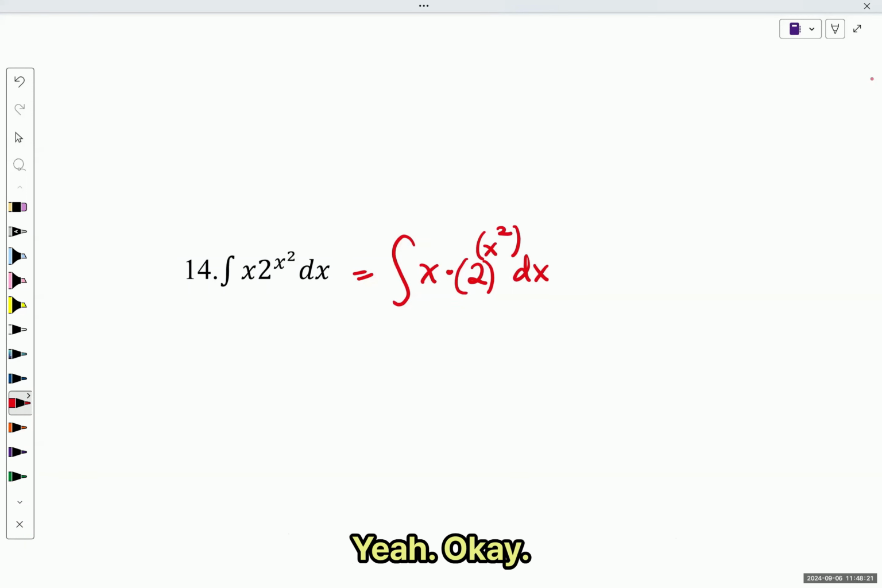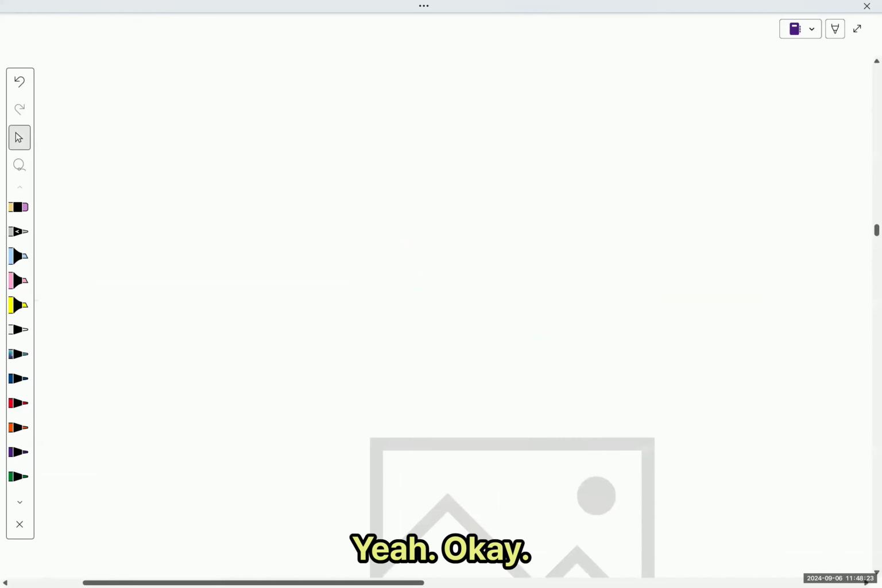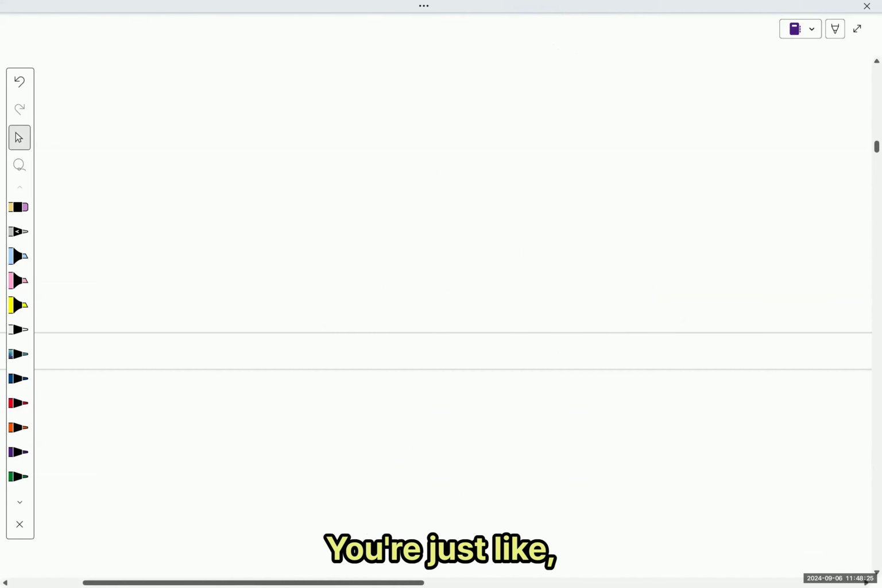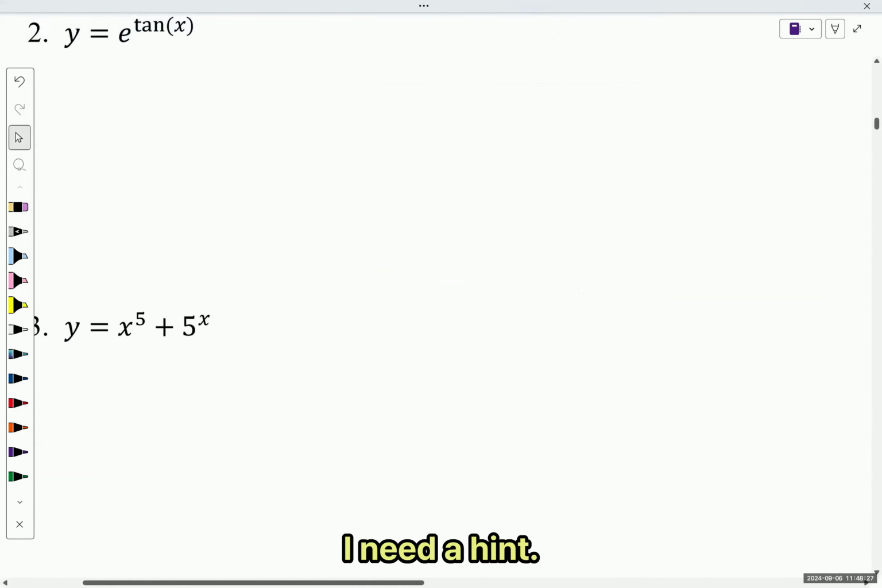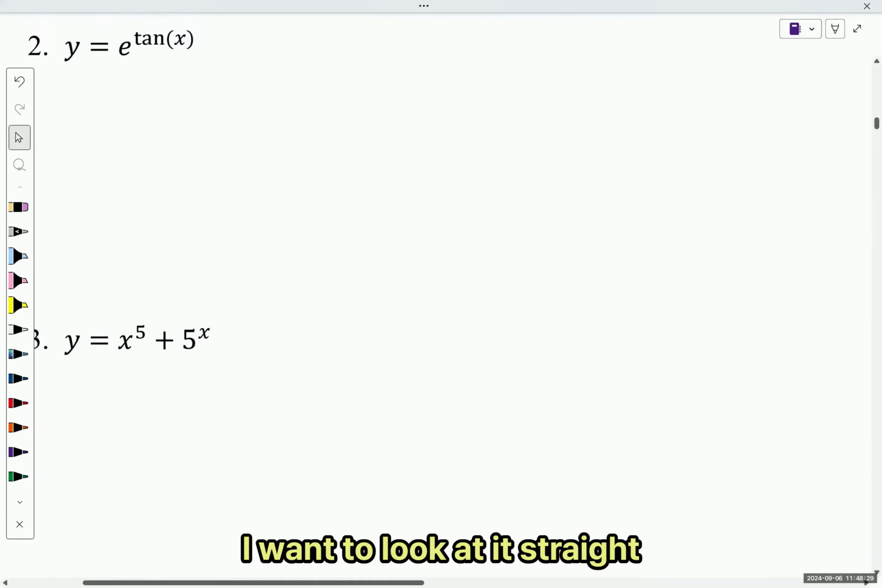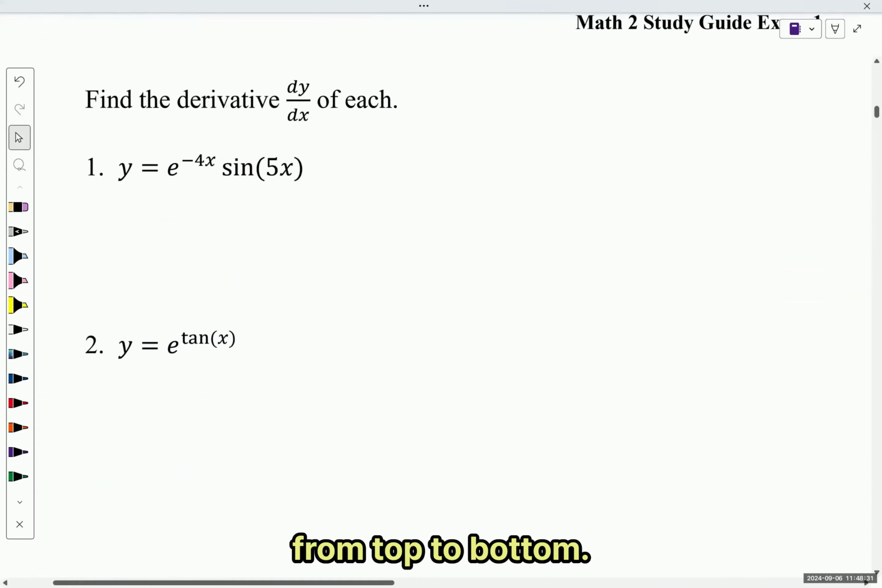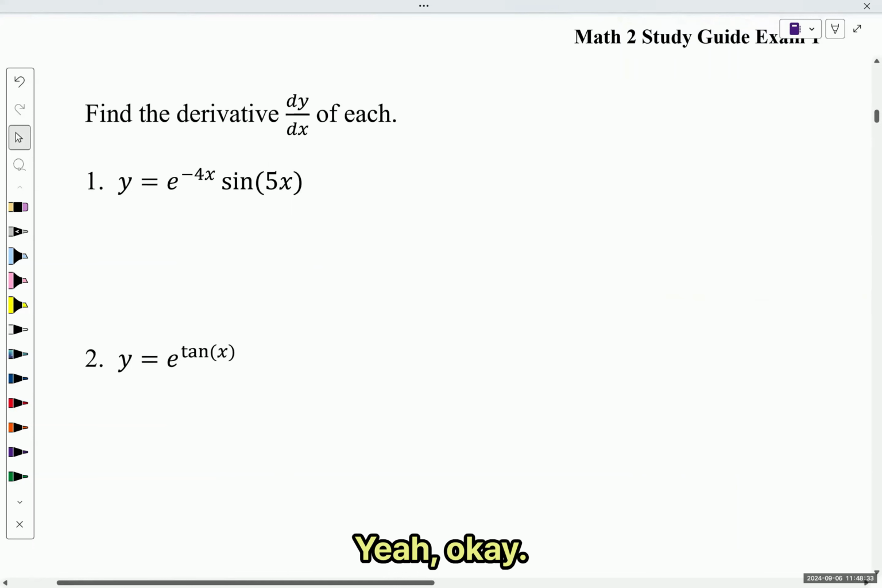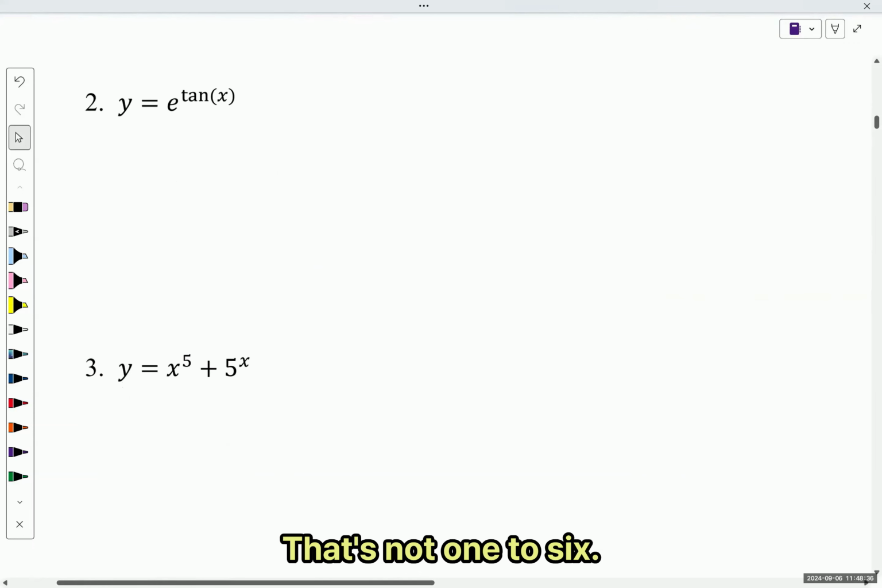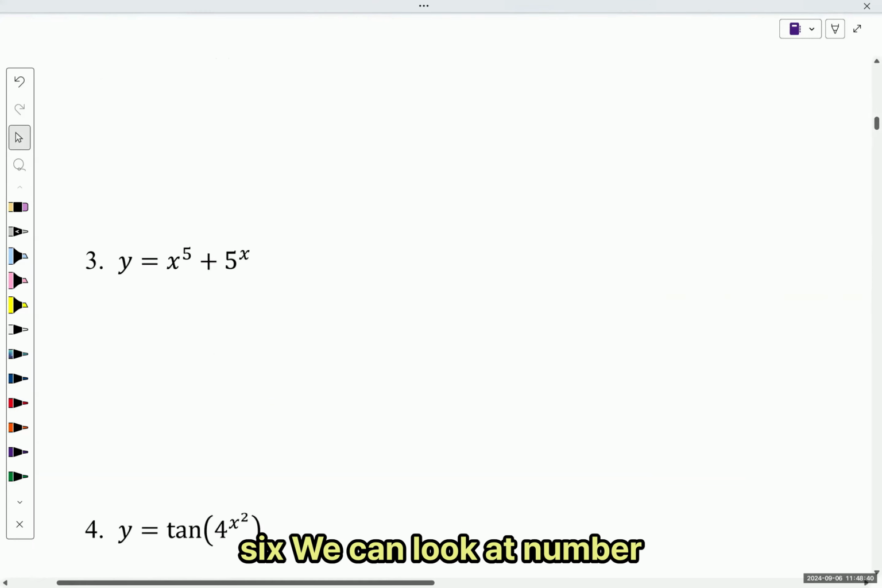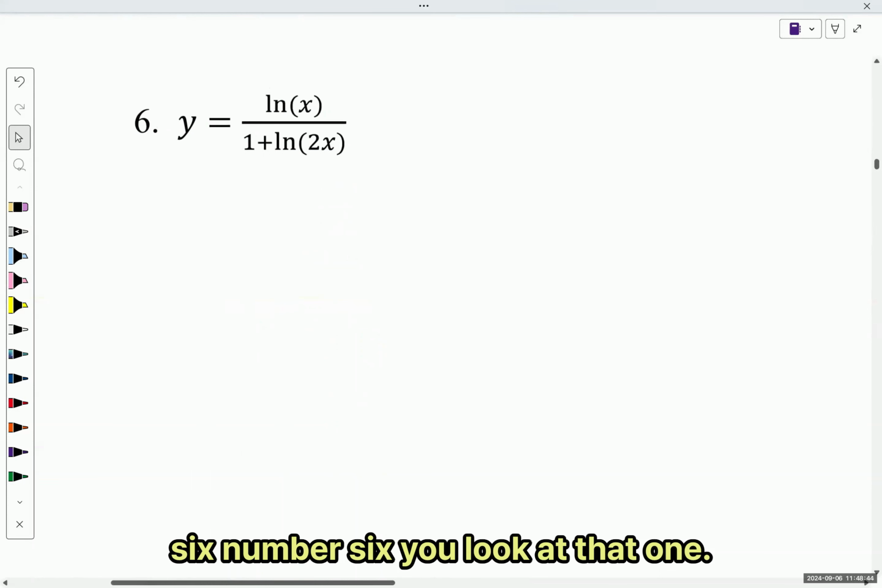Okay. 1 through 6, anything stand out? You're just like, I don't know what to do, I need a hint. I want to look at it straight from top to bottom. Any of those? Yeah, Kate. Number 8. That's not 1 to 6. Oh, sorry. It's okay. Number 6? We can look at number 6. You look at that one?